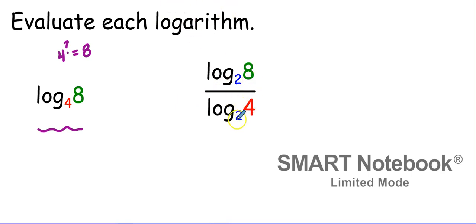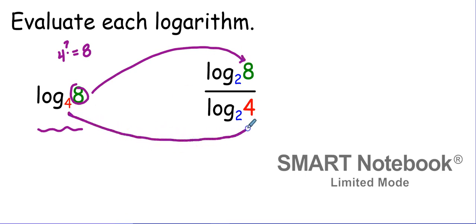So let's go through this step by step. What I did was I took the 8 and plopped it up here. I took the 4 and created this log base 2 of 4, and it goes in the bottom. And I can solve these really easily, and that'll in turn give me the answer to the original problem. So log base 2 of 8 is, 2 to what power gives me 8? Well, that's 3. Log base 2 of 4 is, 2 to what power gives me 4? That's 2.